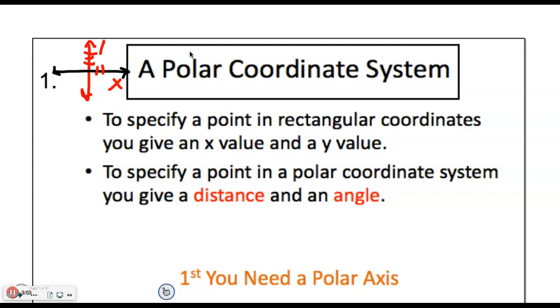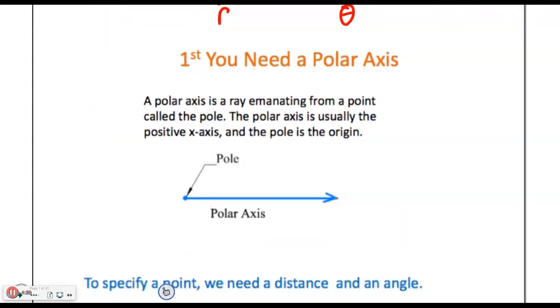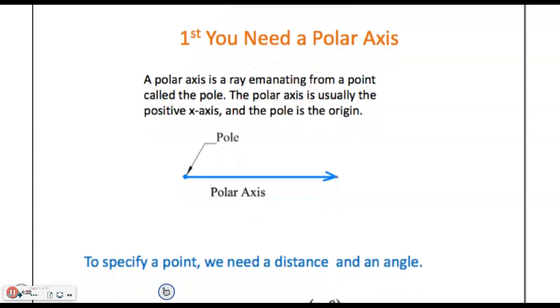For polar, we don't specify an x and a y. In the rectangular coordinate system, that's the normal one, x, y, you specify an x and a y. In this one, you specify a distance, which is called r, and an angle, which is called theta. It's going to be awkward at first, and you'll find me slipping up with one of the parts of it. But polar is used mostly in navigation and in space.